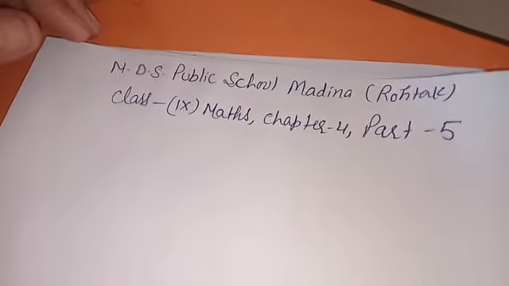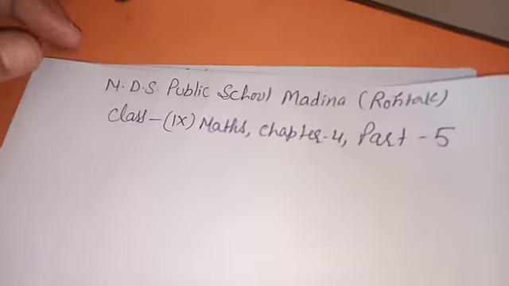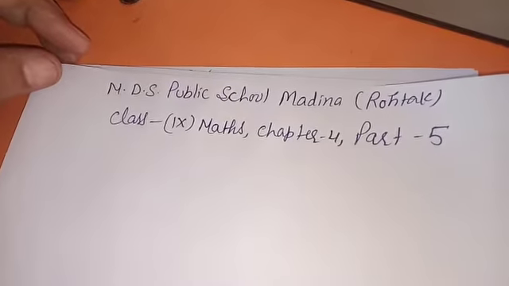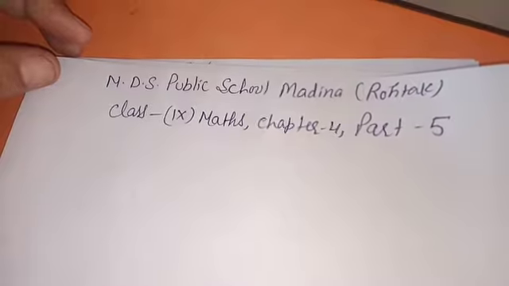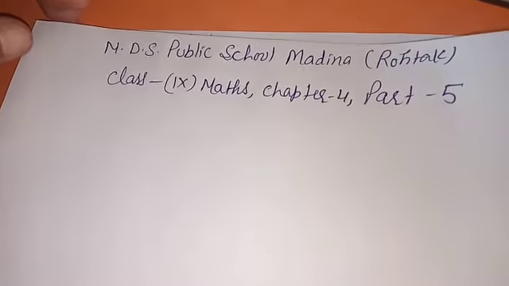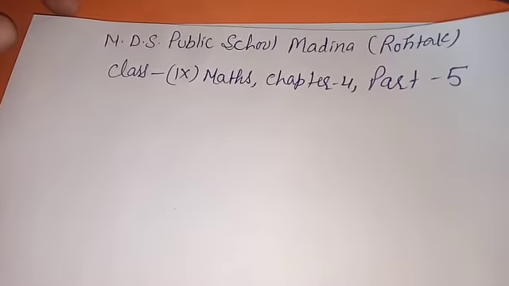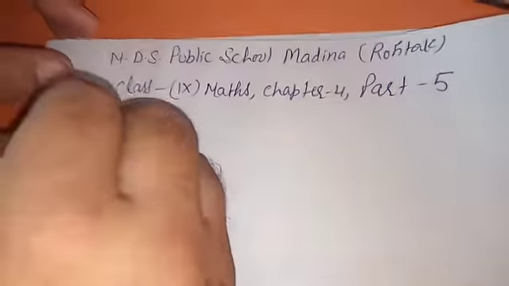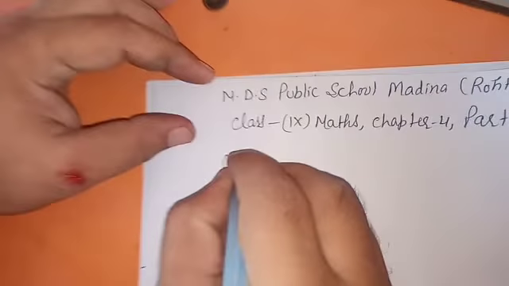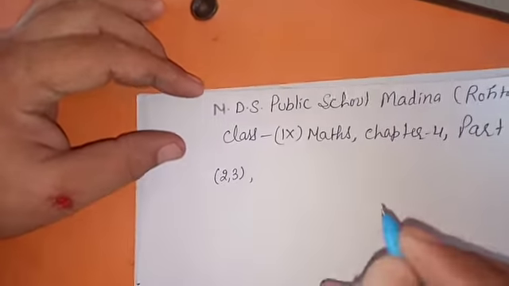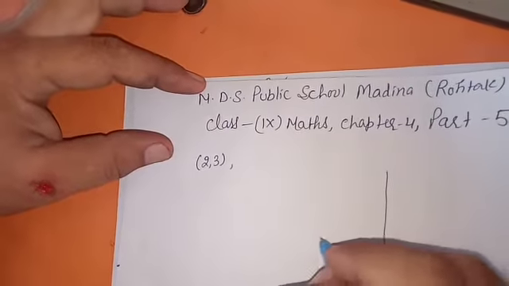Today we will discuss the equation of a line parallel to the x-axis and y-axis. All of you know how we can represent coordinates in the Cartesian plane, like this. You know (2, 3). Usually you can draw it like this.